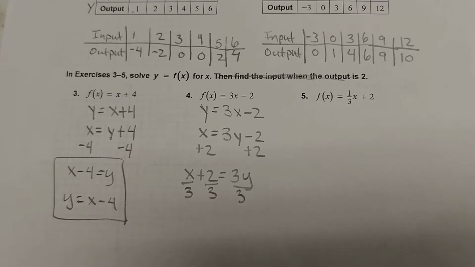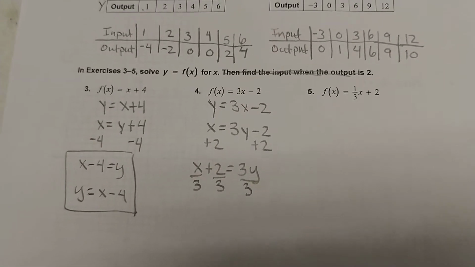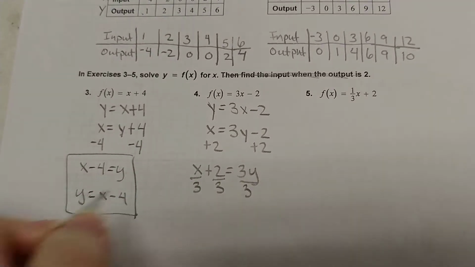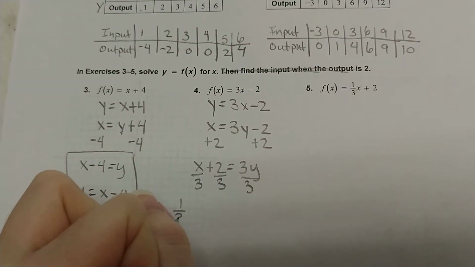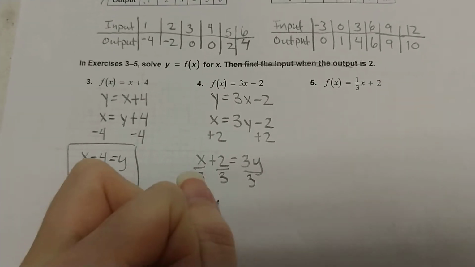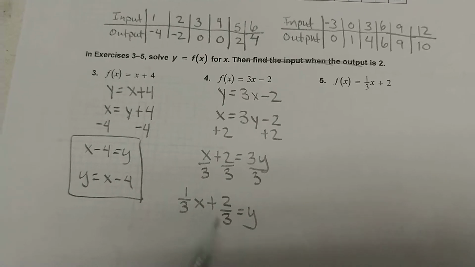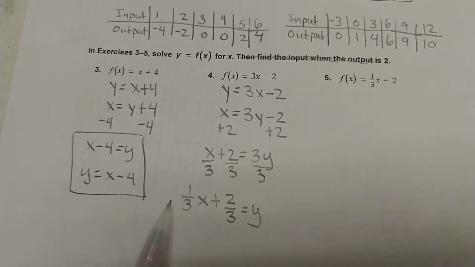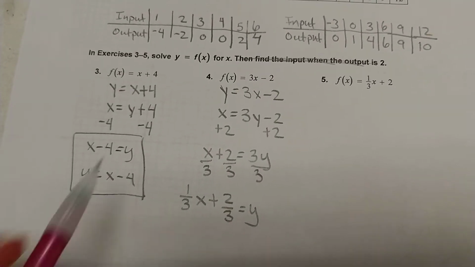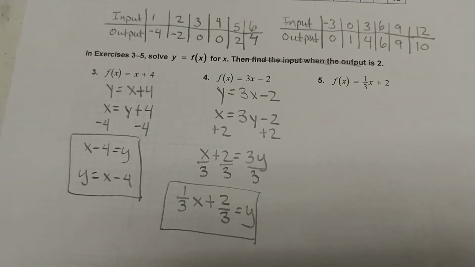Now the reason I want to do this is so that way I can see the slope and the y-intercept from my equation. So x divided by 3 is the same as 1/3 x plus 2/3, because I can't reduce it, equals y. So this would be my y-intercept and this would be my slope. And there is my inverse equation.